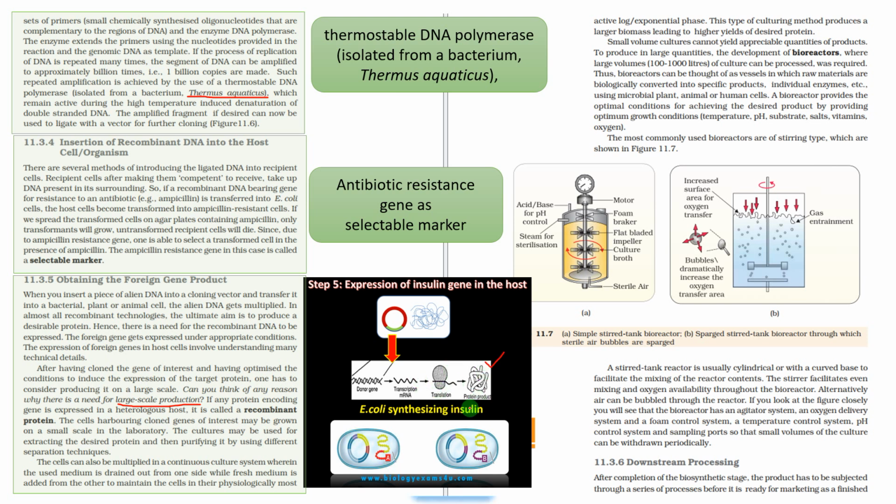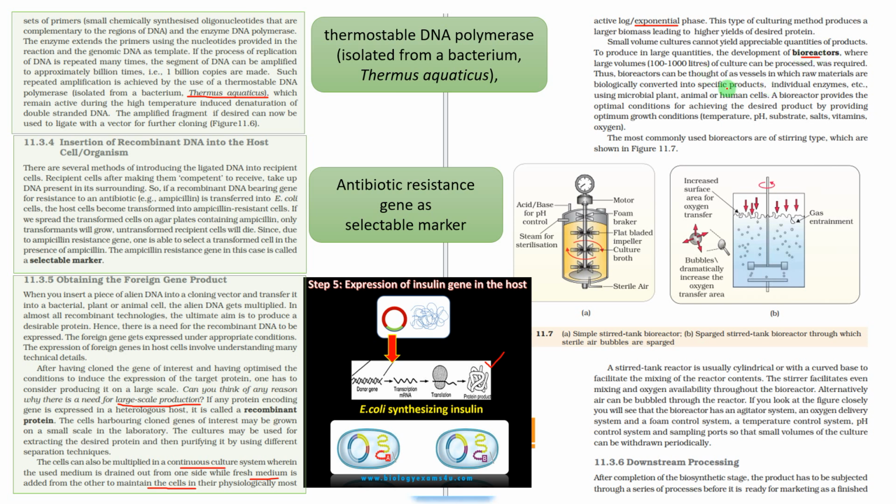That is how humulin or recombinant insulin is produced. E. coli or bacterium acts as a biofactory with the human insulin gene that produces insulin in large amounts. So cells are maintained in the physiologically most active log or exponential phase for the production of large amounts of product. So a continuous culture system is used. That means fresh medium is continuously supplied. For that we use bioreactors.